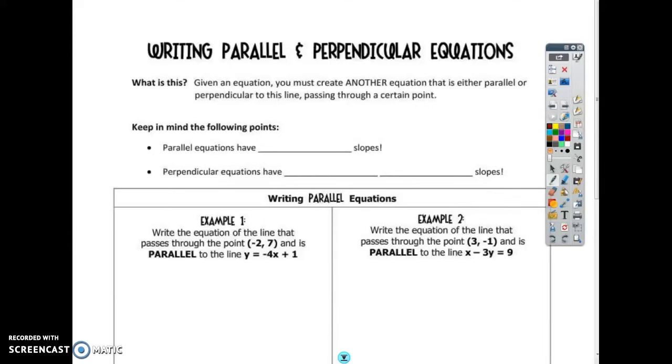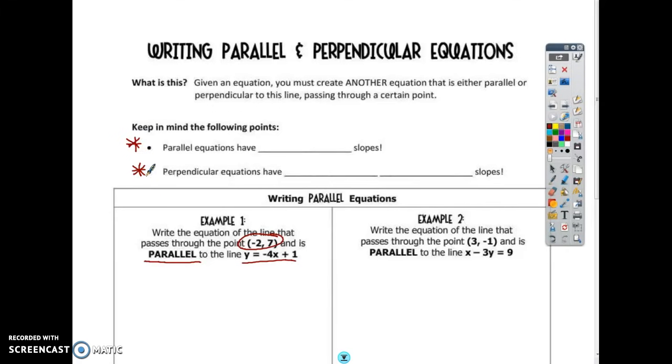Okay, so on the back page, now they don't give you the graph. Now they're giving you a point. They're telling you if it's parallel or perpendicular, and they give you an equation. So we have to figure out the equation of the new line. So you guys are going to fill this up with the notes that we took in the front page.